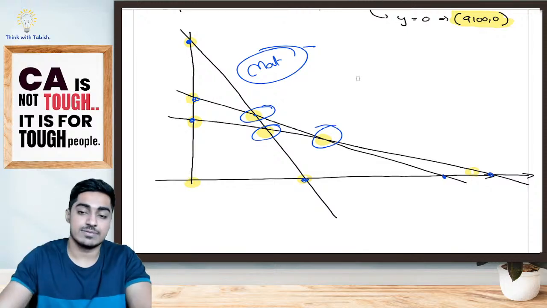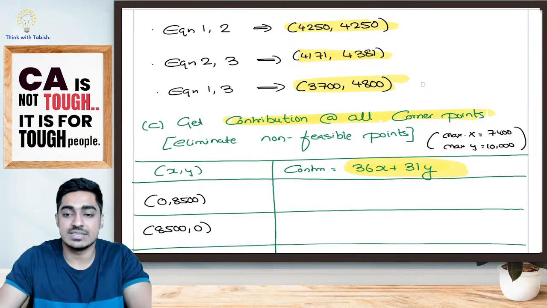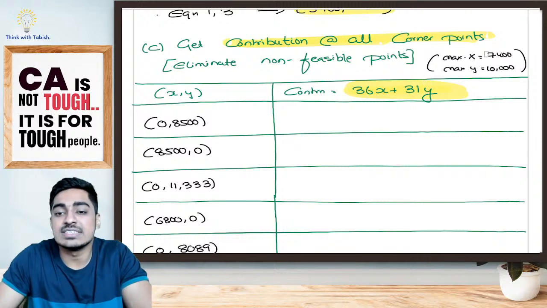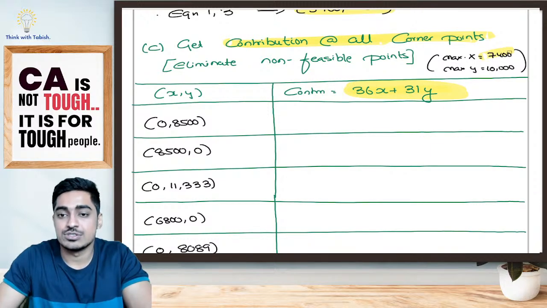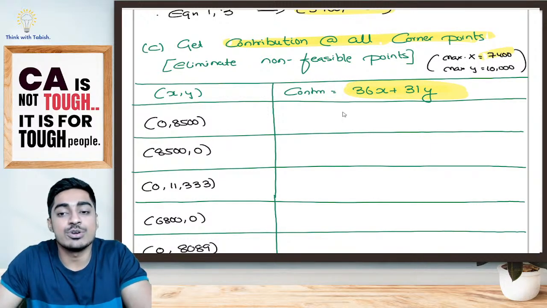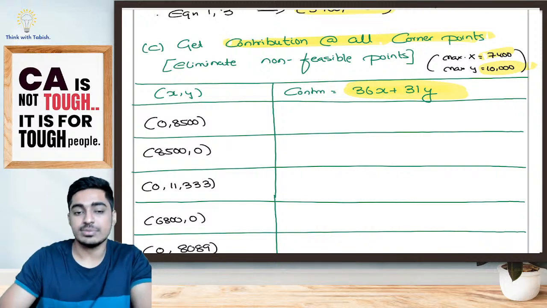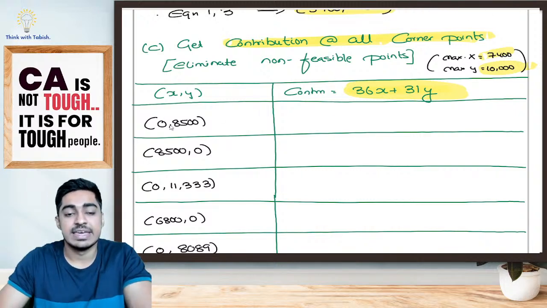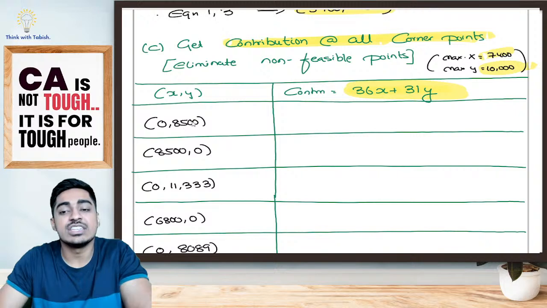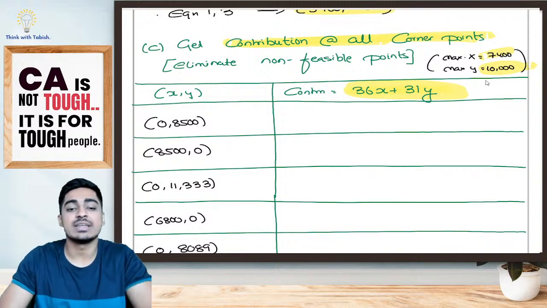So we need to observe. Look at this. What the question is telling is the maximum demand of X is 7,400, so the maximum units of X we could produce is 7,400. Maximum demand of Y is 10,000, so the maximum units of Y we could produce is 10,000. So look at the first option. Is it feasible? X is 0, feasible. Y is 8,500, feasible, because maximum demand is 10,000.